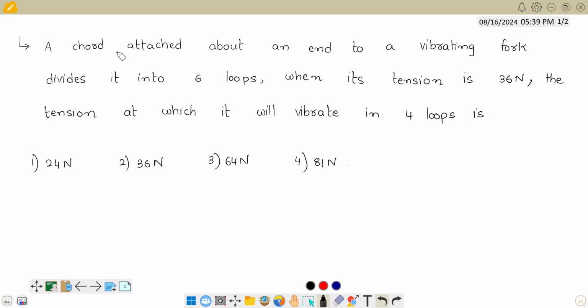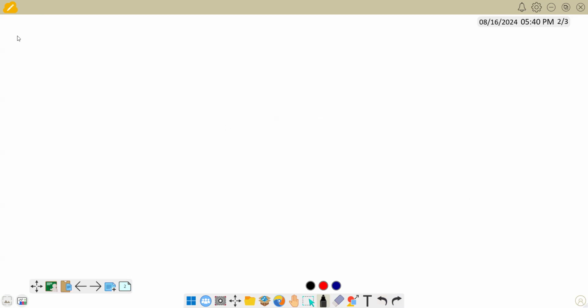Now first we have to know what is this cord. Cord is basically if we have a rope that is fixed at both the ends, we call it as a cord. Even in circle also you may know. So any line that is connecting two points, we call it as a cord. So we have a cord attached about an end with a vibrating fork. So to solve this problem, we know that V is equals to F lambda.